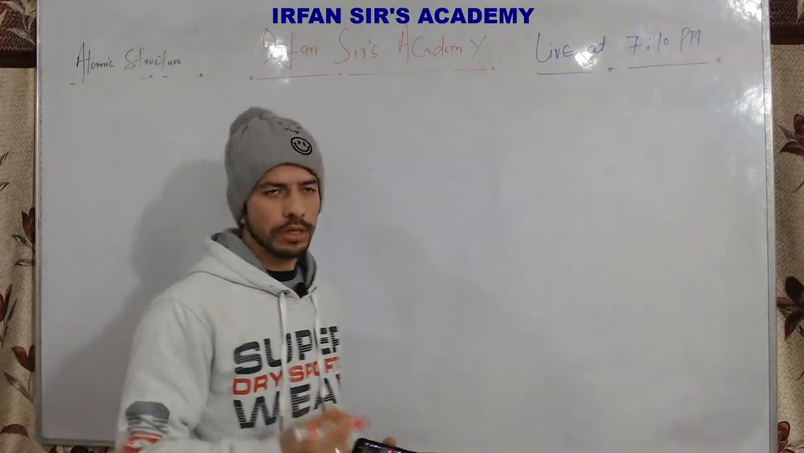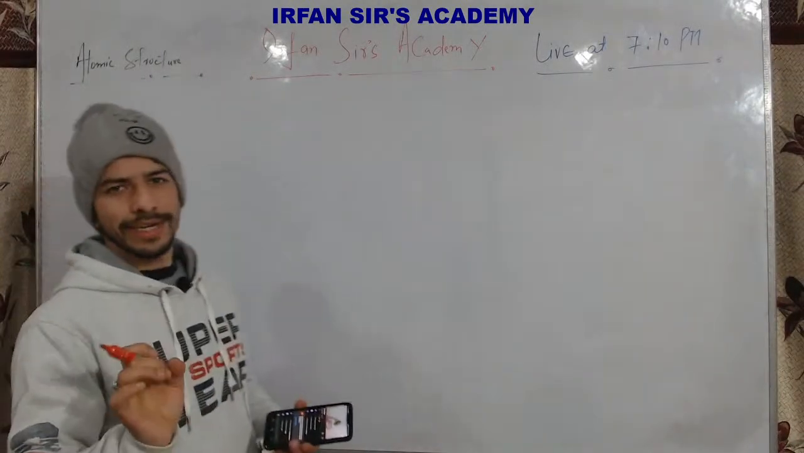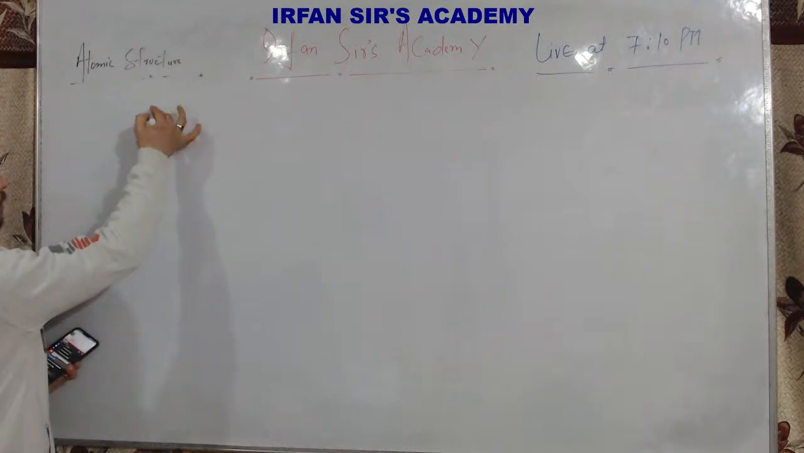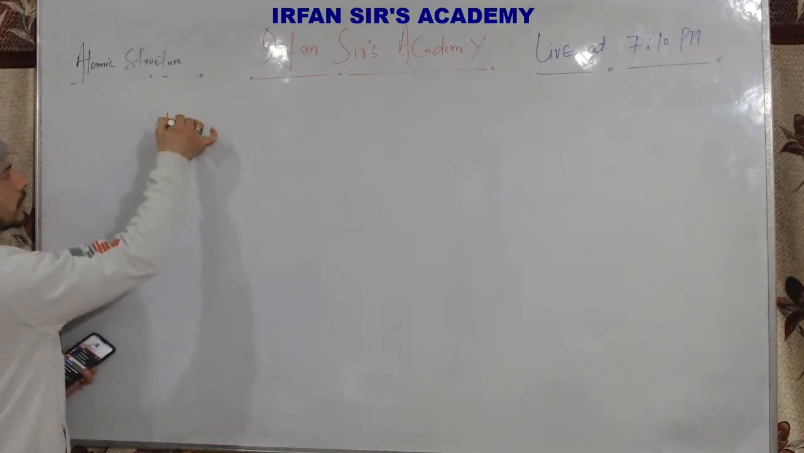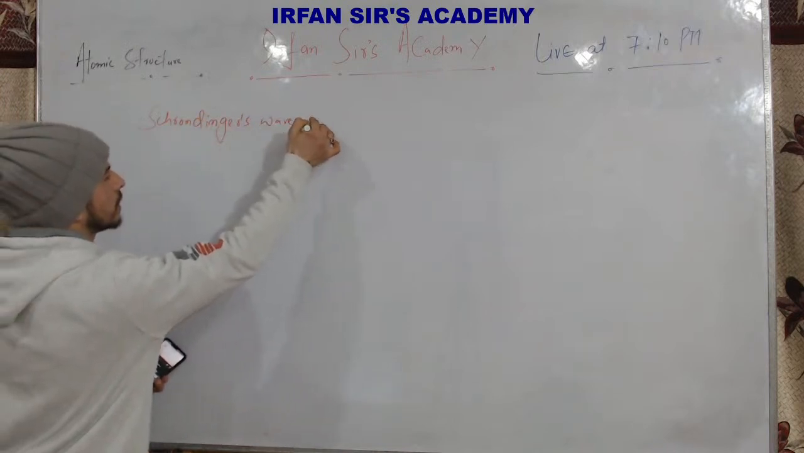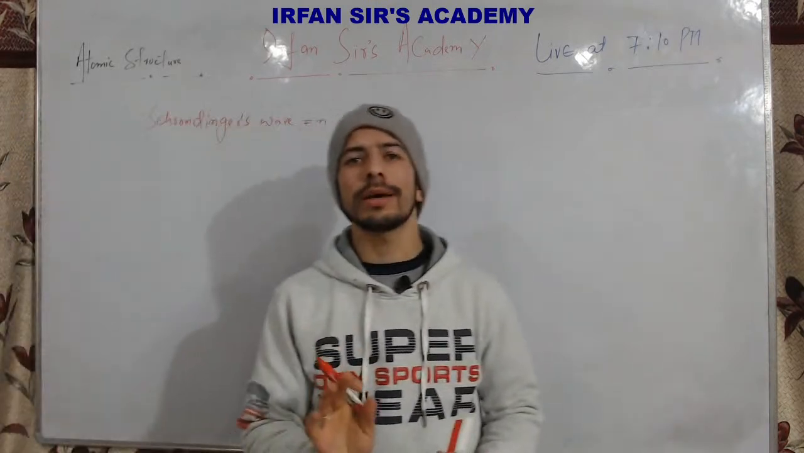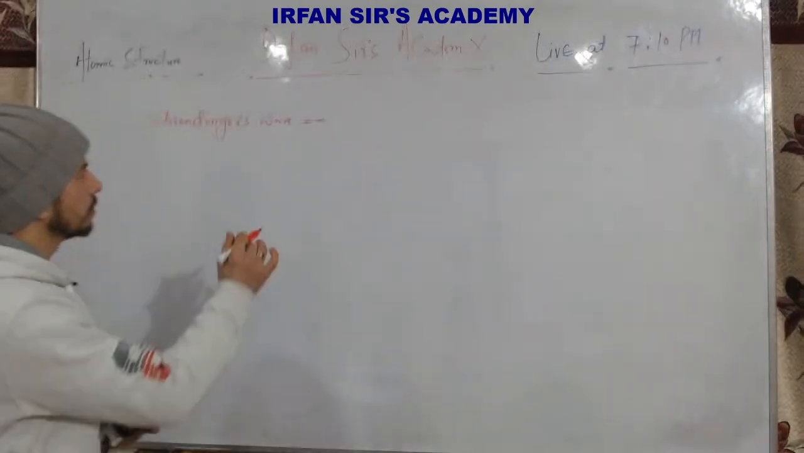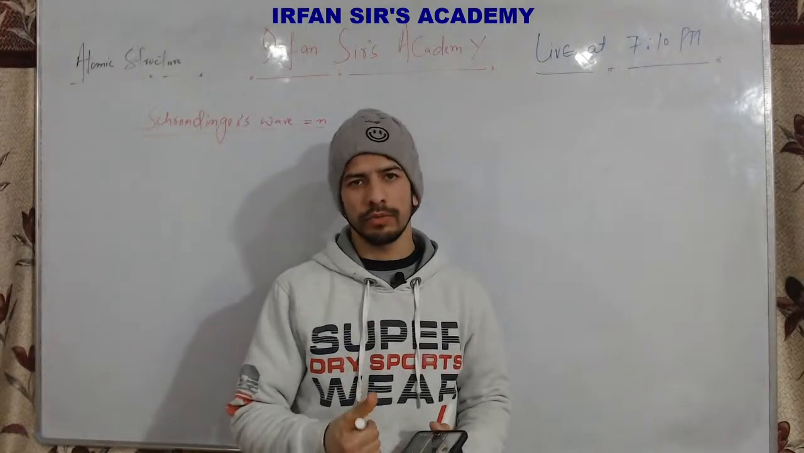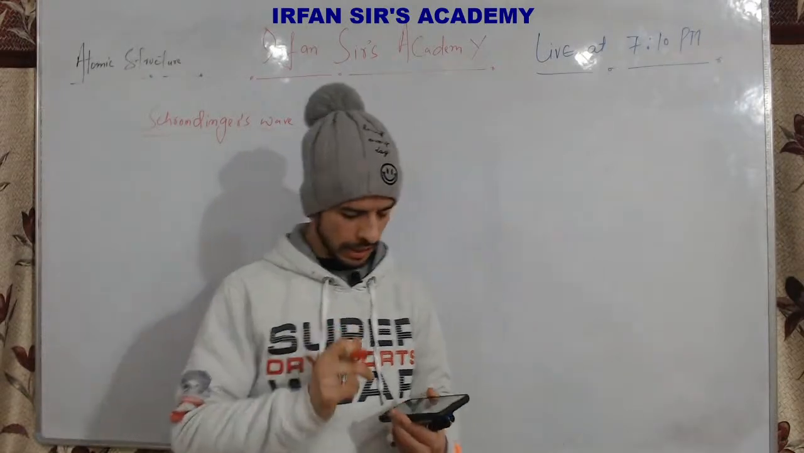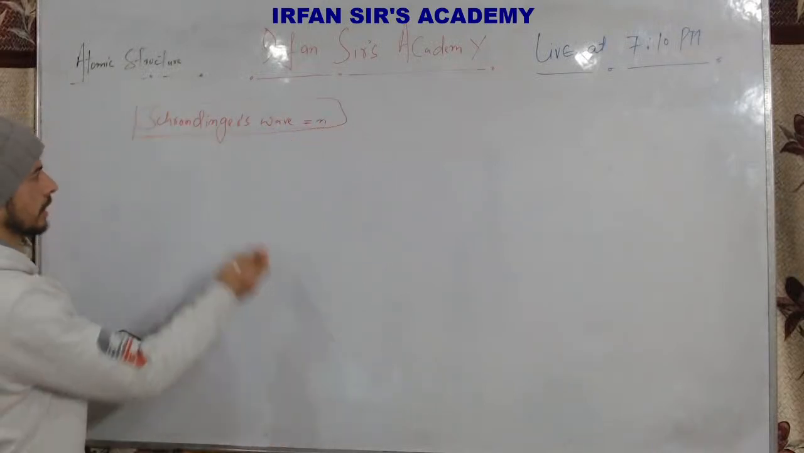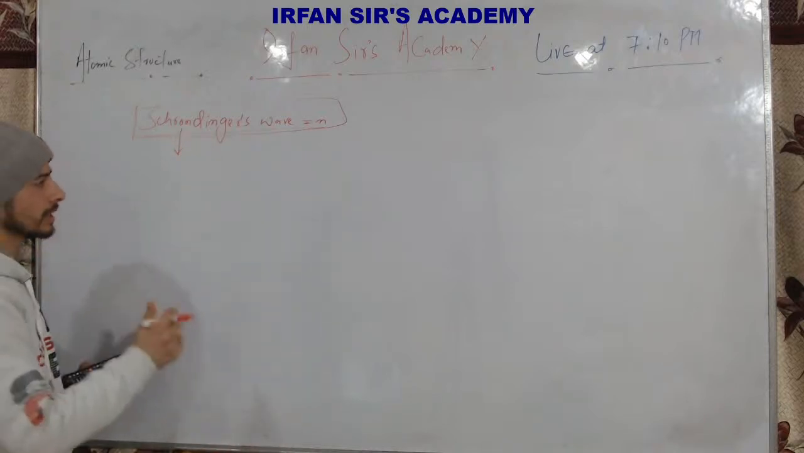Today we will discuss what is very important for your NEET and IIT-JEE examinations: Schrodinger's wave equation. Today's session is totally about the quantum mechanical model of the atom, given independently by Schrodinger and Heisenberg. In Heisenberg's session we discussed questions on the uncertainty principle; here we discuss questions regarding Schrodinger's wave equation.